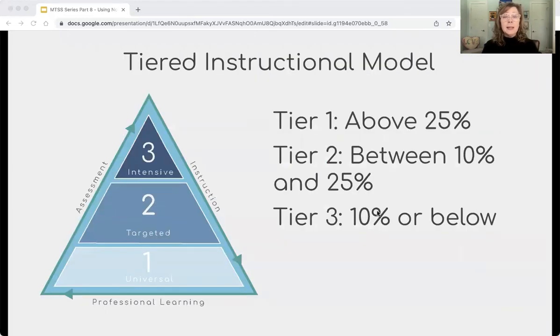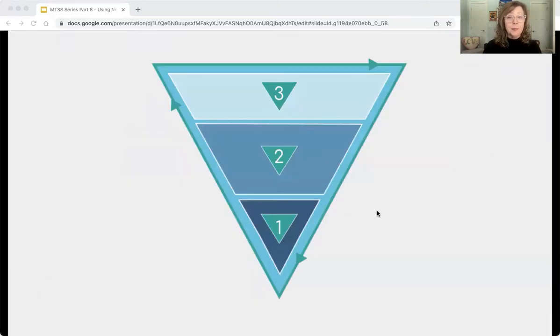Now, these percentile ranks play an important part in tier identification. Typically, ClassWorks recommends using the following percentiles for potential tier placement. Tier 1 falls above the 25th percentile, tier 2 between the 10th and 25th percentile, and tier 3 is the 10th percentile and below.